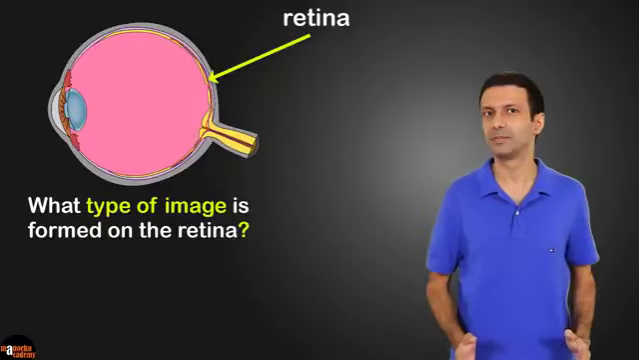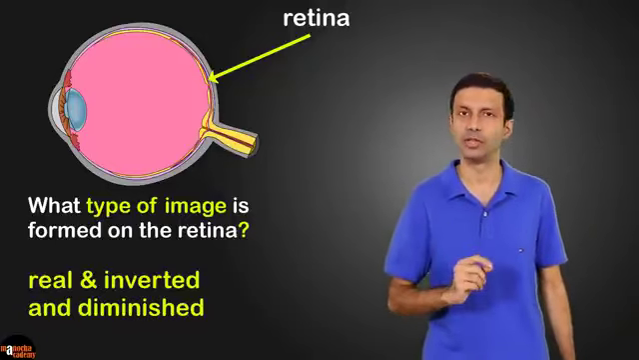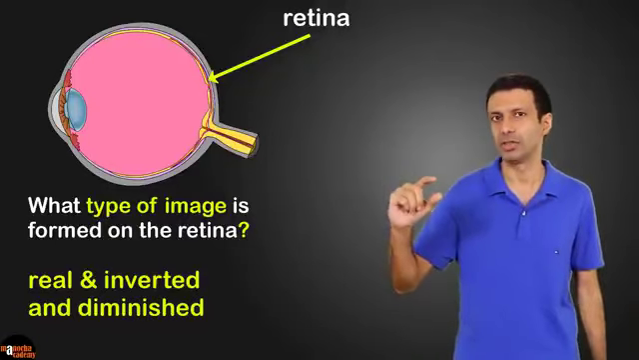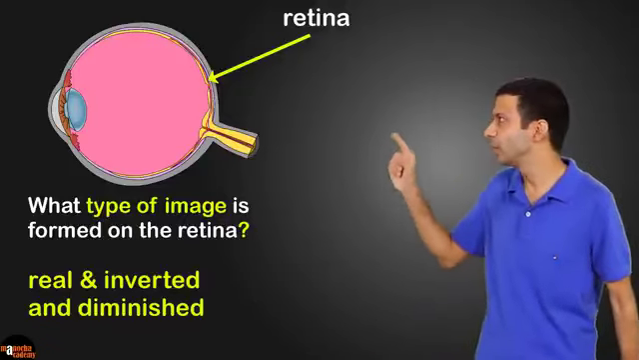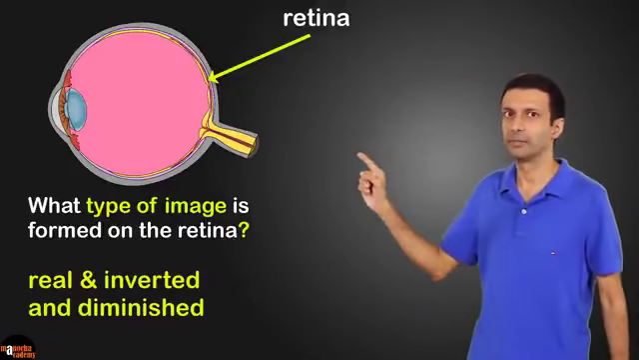Do you know what type of image is formed on the retina? The correct answer is it's a real and inverted image and it's diminished. It's a real image since it's formed on the screen of the eye, the retina.